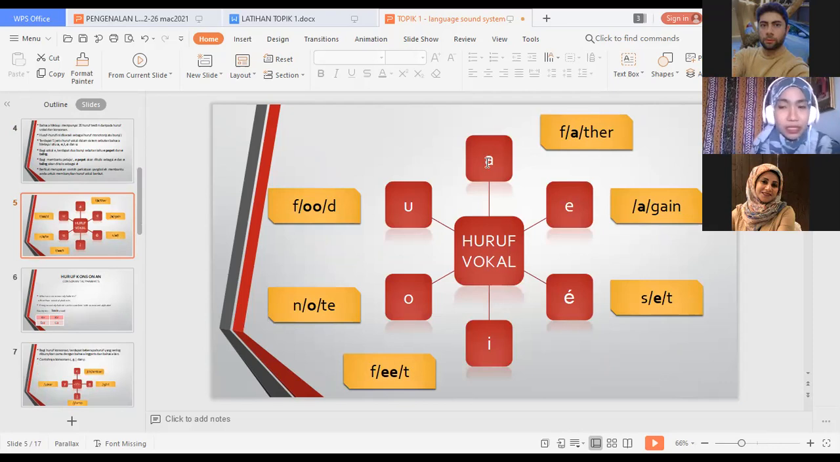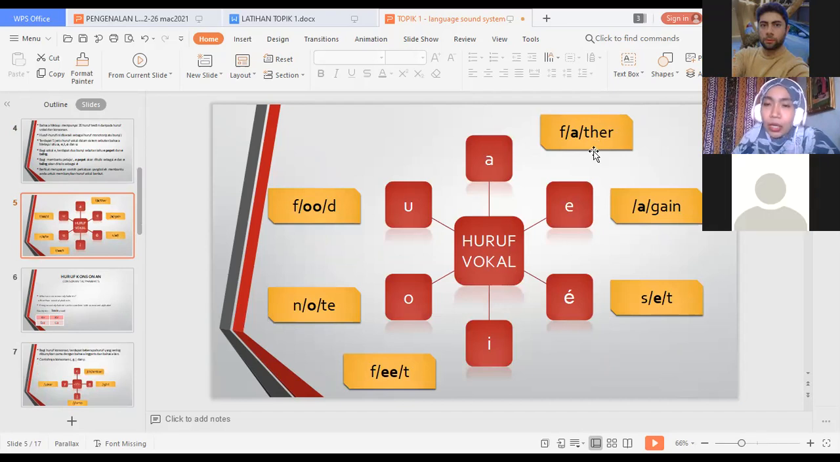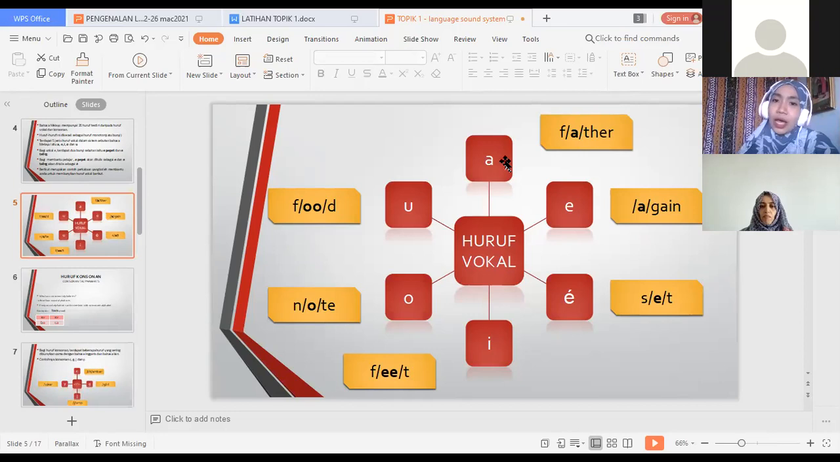To help you memorize the sound, I give you a word from English, for example A. The sound of A in Bahasa Melayu is A. So let me call Tahir Mahjabin. Please help me, how do you pronounce this word in English? Father. So you find this sound A in father. How do you sound A in Bahasa Melayu? Ah, very good. So I put the English word to help you memorize the sound of A in Bahasa Melayu.